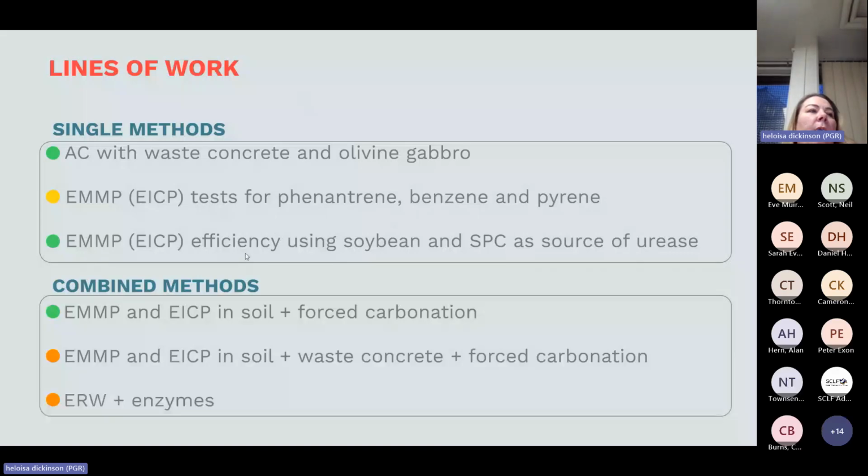And also I'm testing the efficiency using different biomaterials as a source of urease. So I'm using soybeans, and in one of the experiments I used spent coffee grounds. I'm only testing waste.